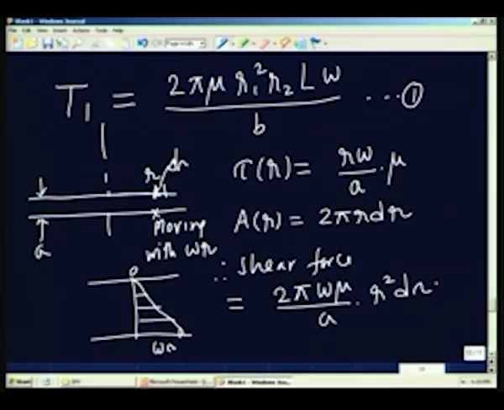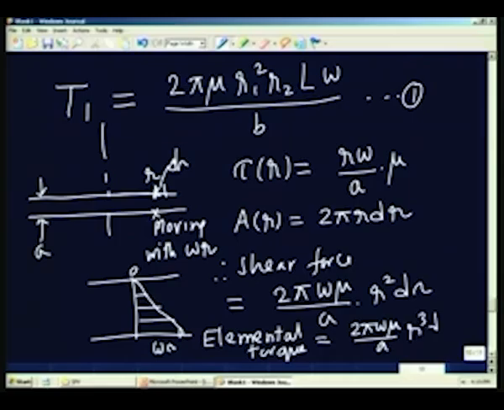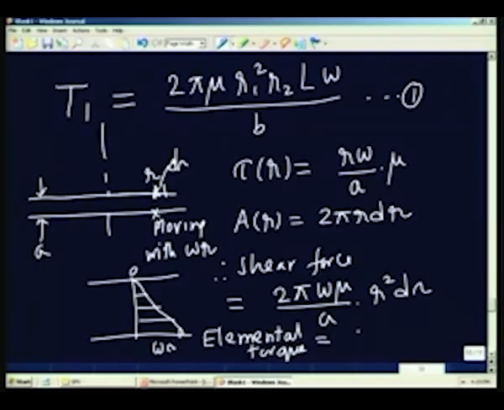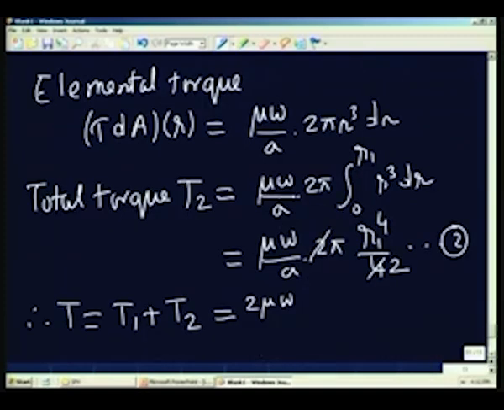And this is going to give rise to a torque. So we will call it the elemental torque. You have to multiply by another factor of r. Therefore, 2 pi omega mu by a into r cube dr. So what I have to do now is to calculate the total torque due to this elemental torque.